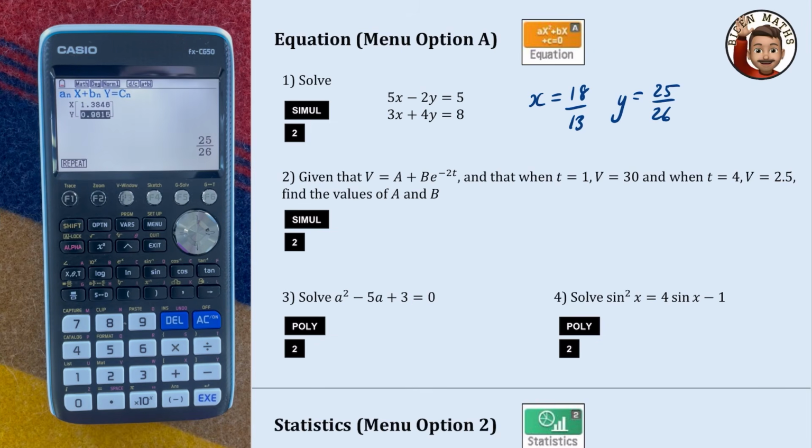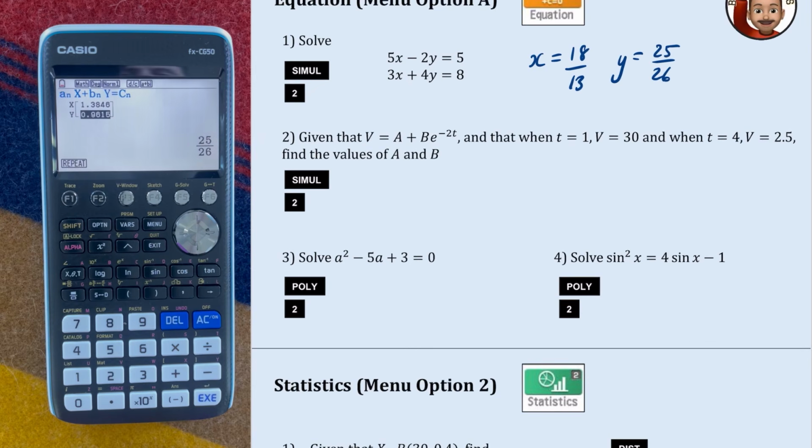Now the second one that we've got here, it's not kind of obvious that you could use the calculator to do this, but it's definitely something that I would recommend you doing.